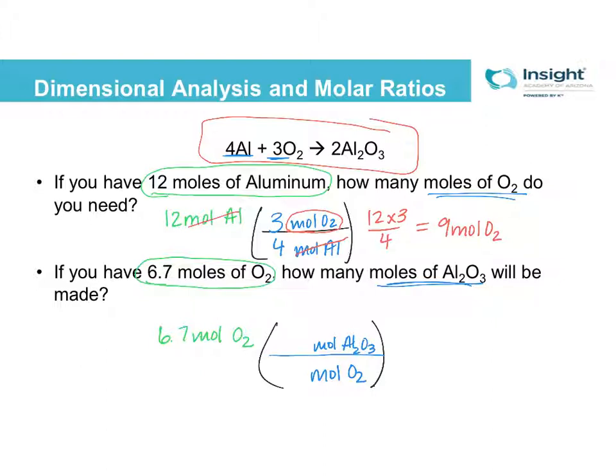Your molar ratio comes from your balanced equation. We know oxygen is 3. Aluminum oxide is 2. So moles of oxygen cancel. And then I have 6.7 times 2 divided by 3, which equals 4.47 moles of aluminum oxide.